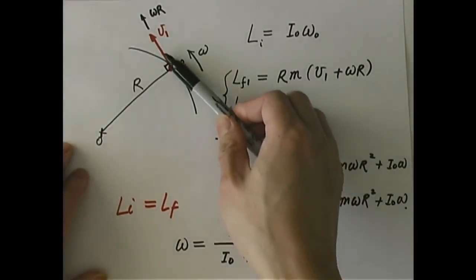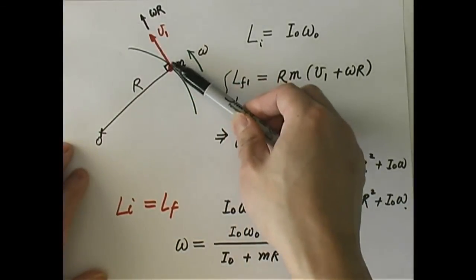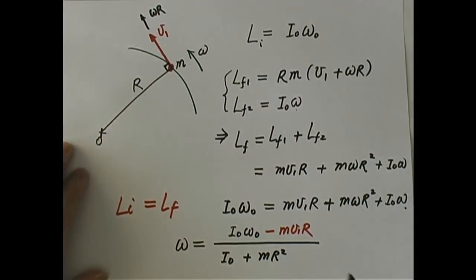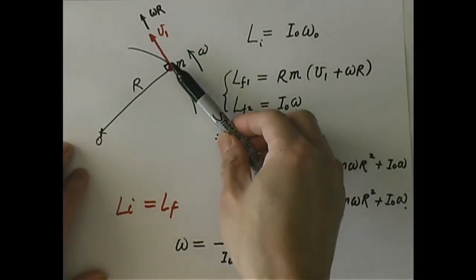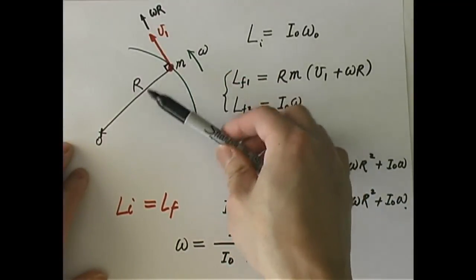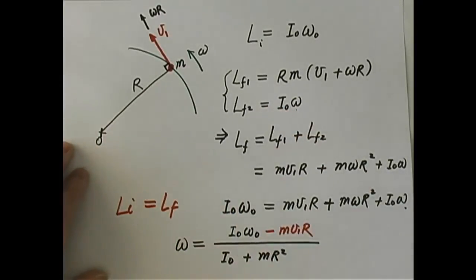So as the child pushes himself forward, the rest of the platform is going to slow down. And that makes perfect sense. Because basically, the child acquires some extra angular momentum this way, and that comes from the rest of the platform, because the total angular momentum of the child plus the platform cannot change.